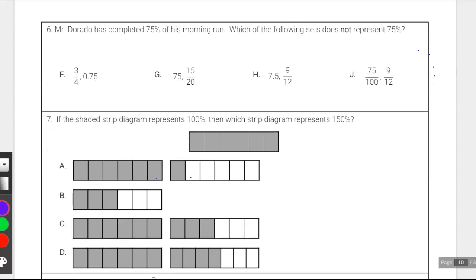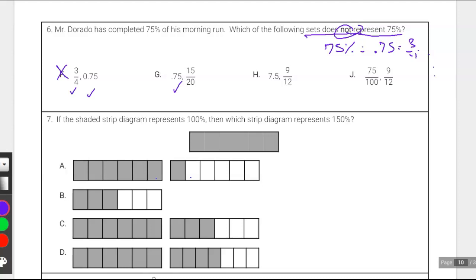Mr. Dorado has completed 75% of his morning run. Which of the following sets does not represent 75%? Well, let's see. So 75% equals 0.75, which equals 3/4. So if we're looking at not, that already does and that does. So F is not the answer.